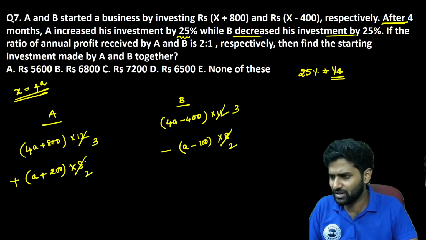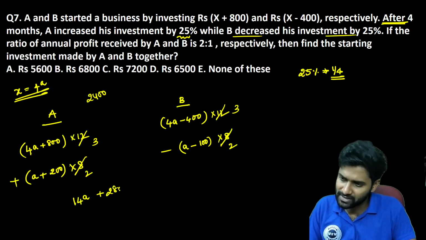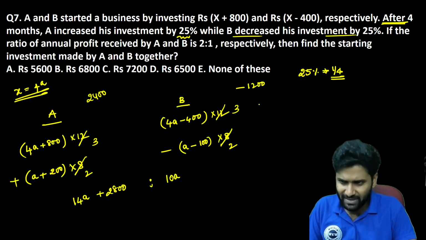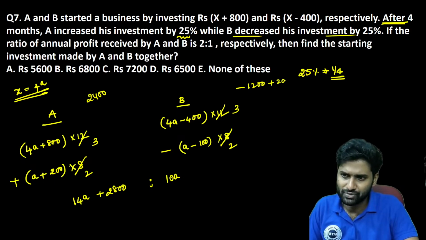So 3 4s are 12a, 2a. So 12a plus 2a is equal to 14a. Plus 8 3s are 2400 and 2 2s are 400. Total value becomes 2800. Now the other person's data: 12a minus 2a is exactly equal to 10a. Minus 1200. Minus of minus is plus, again plus 200. So the value is 1000.